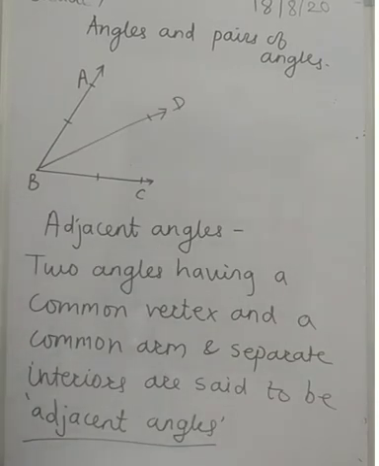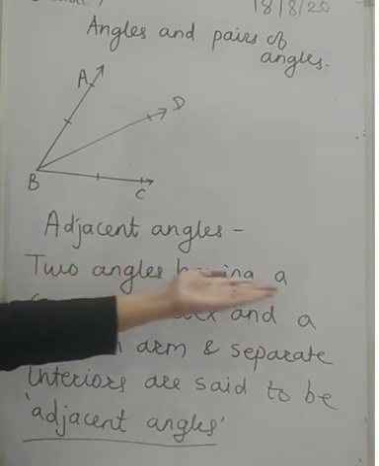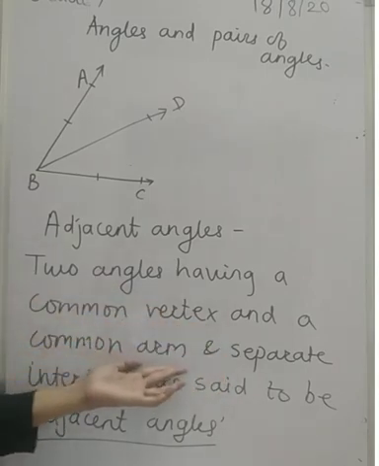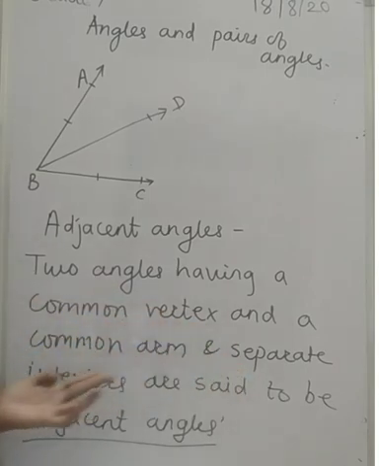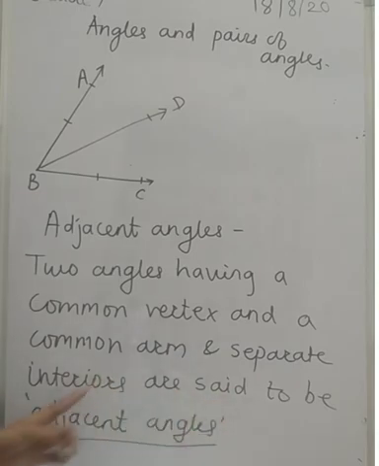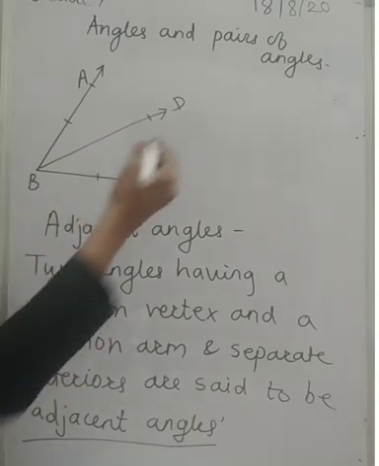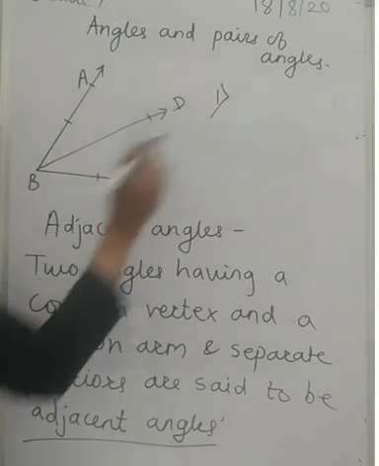Now we will see what are adjacent angles. If two angles have a common vertex, a common arm and separate interiors, they are said to be adjacent angles. See, 3 things are very important. The first thing is the common vertex.